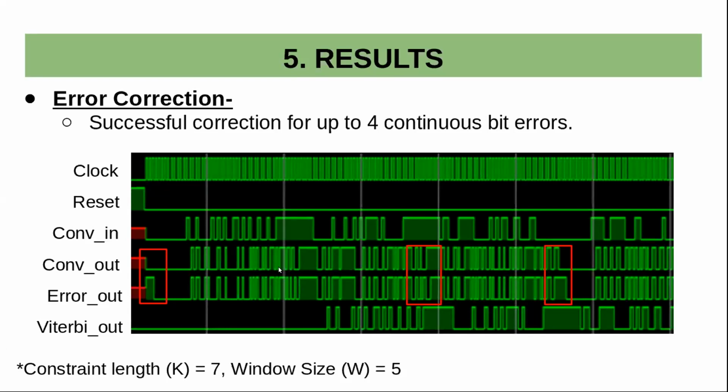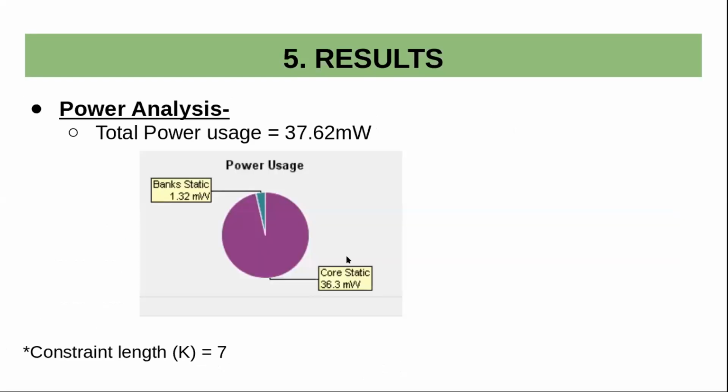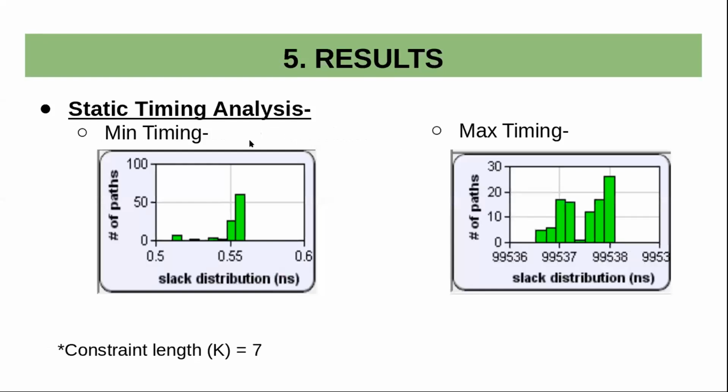Coming to the power analysis, our design utilized power of 37.62 milliwatt, and this has been tested using the Libero software. And this is the timing analysis. We can see that there is a non-negative slack distribution. This indicates that our design is also resistant to internal delays.